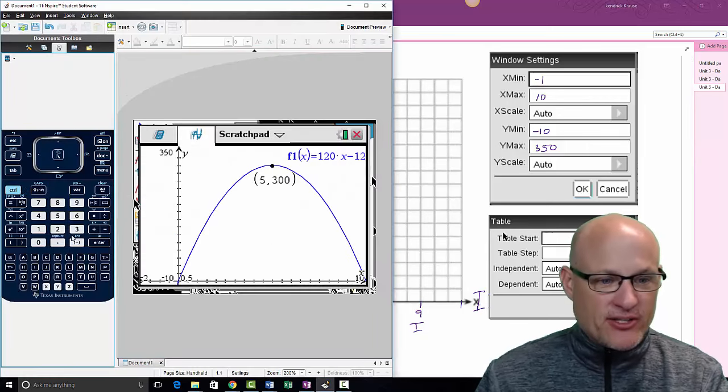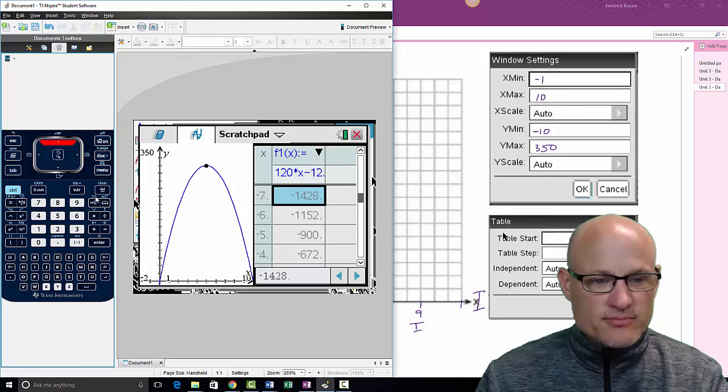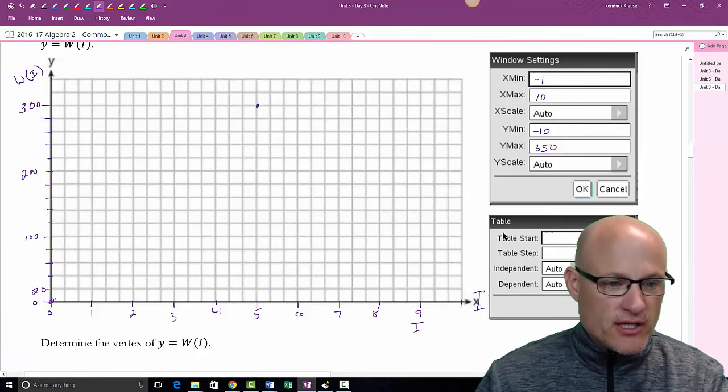Now, the table should be nice here because we only went 1 to 10. So, menu or control T. I thought I hit control. Control T. All right. So, at 0, we were at 0. Stop that. At 0, we're at 0. At 1, it's 108. So, it's 0, 0. At 1, it's 108. That's somewhere around here.